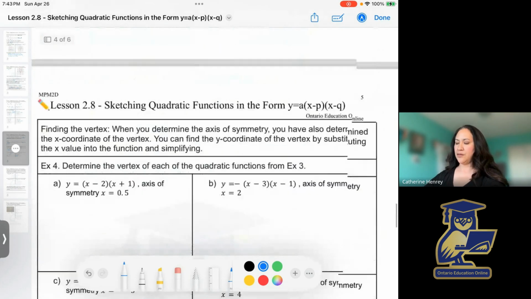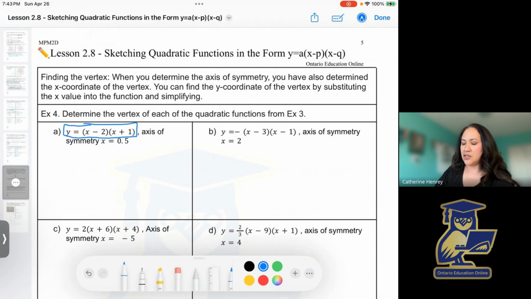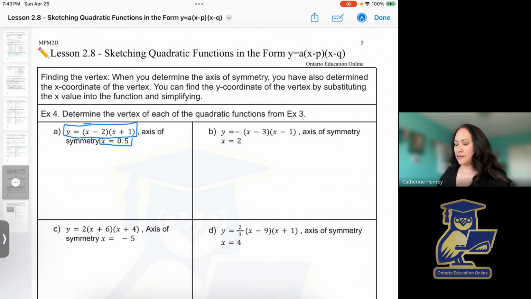So what do I do with that? Finding the vertex in intercept form. So when you determine the axis of symmetry, you've also determined the x-coordinate of the vertex. That's the same thing as the other two forms of quadratics. So you can find the y-coordinate of the vertex by substituting the x value into the function and then simplifying. We've done this before. So let's say for a that we have the function y equals x minus 2 times x plus 1. And I tell you that the axis of symmetry is x equals 0.5.